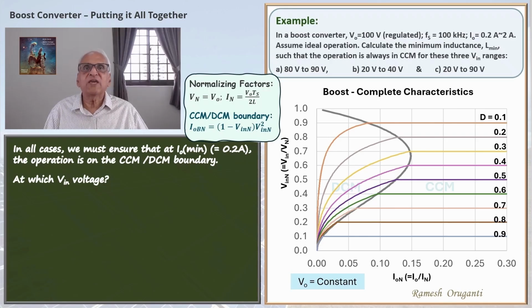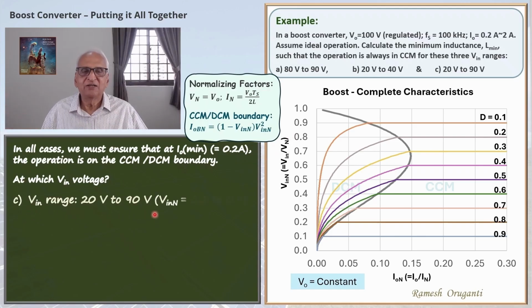Next, we will move on to case C. Here, the voltage range is from 20 volts all the way to 90 volts. So the corresponding VinN is 0.2 to 0.9. We can mark this range on the y-axis as shown. Now we will try the same tricks as before. First, we will take the minimum voltage. Here we are choosing the inductor in such a way that when the input voltage is 20 volts and the output current is 0.2 amperes, that is the minimum value, the operation is on the CCM-DCM boundary.